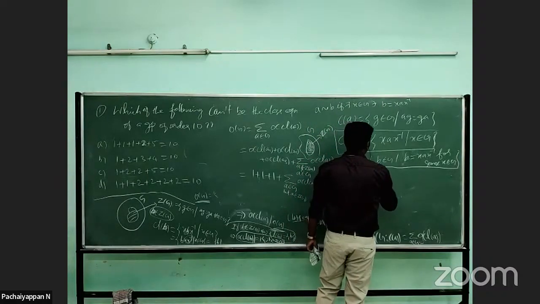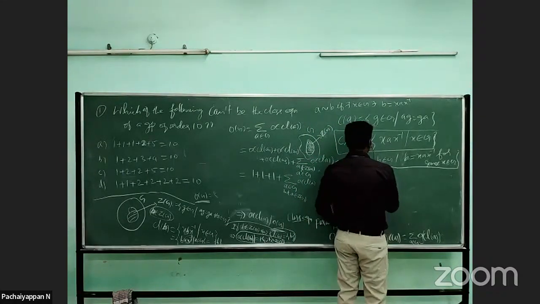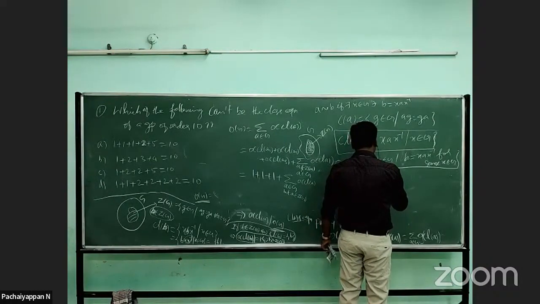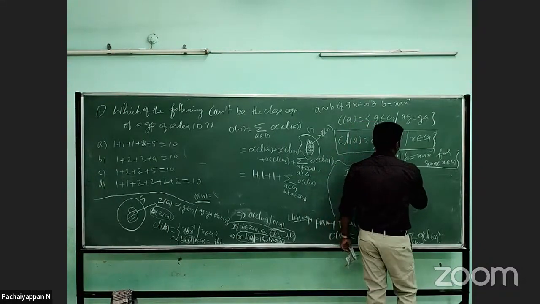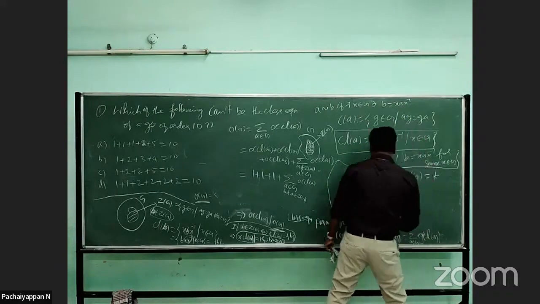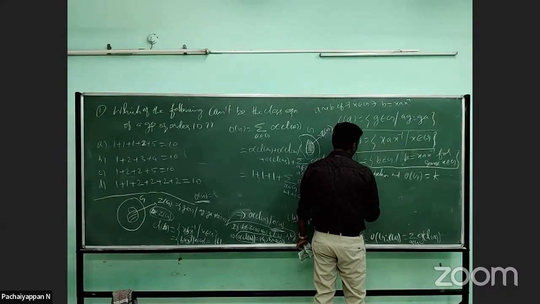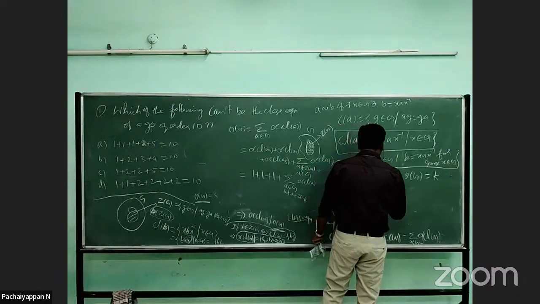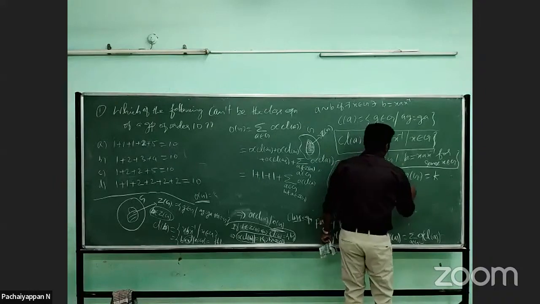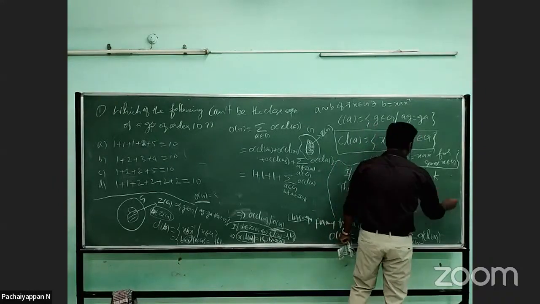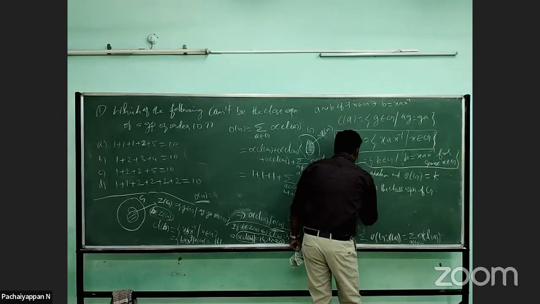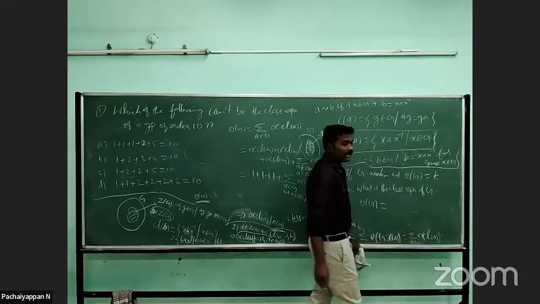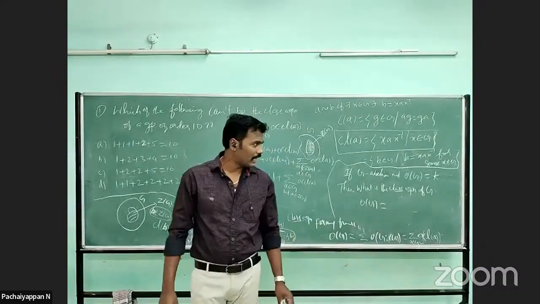If G is a finite abelian group, and the order of G equals K, then what is the class equation of G? So I have just written here the order of G equals K; how will the class equation be?